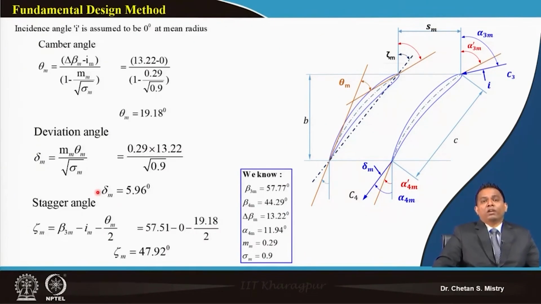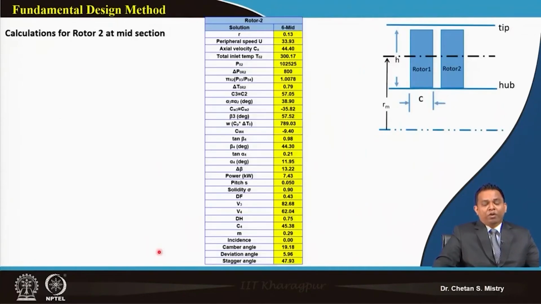Now in order to calculate other flow angles, say the camber angle, deviation angle and the stagger angle, we need to have an assumption of our incidence angle. So in line with what we discussed for rotor 1, here for rotor 2 also, our incidence angle at mid station we are assuming to be 0. Okay. If this is 0, we can say our camber angle is coming 19.18 degree. Same way my deviation angle is coming 5.96 degree, and my stagger angle is coming 47.92 degree. So by this calculation, we have this axial stage at the mid station ready with us. So this is our expected pressure rise from rotor 2, that's nothing but 800 Pascal.